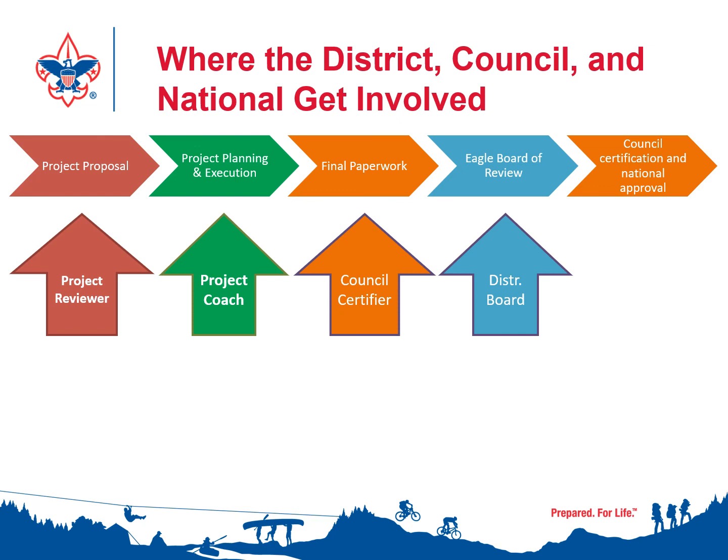The Eagle Board of Review is conducted. At the end of the Eagle Board of Review, the application is signed by the Eagle Board. It is scanned in and uploaded to the portal, and the council certifier is notified that the signed application is up in the portal. The council certifier then fills out the screen for National and submits it to National. That starts the final Eagle paperwork process, and within 6 weeks of that occurring, the scout should be notified by a certificate in the mail that they have become an Eagle Scout. The date on the certificate will be the date of the Eagle Board of Review.